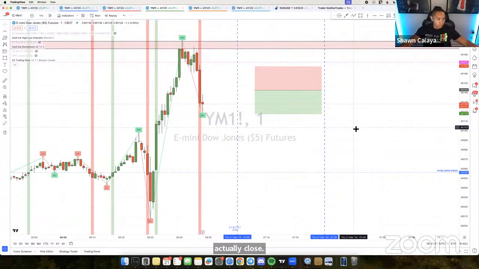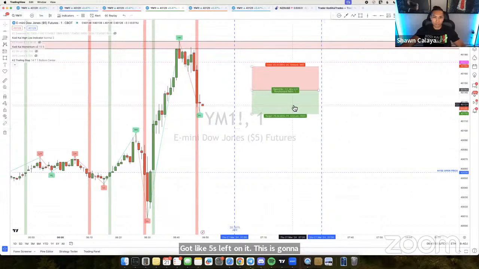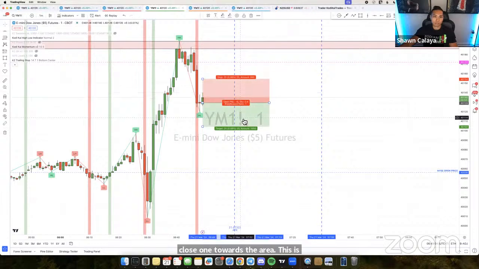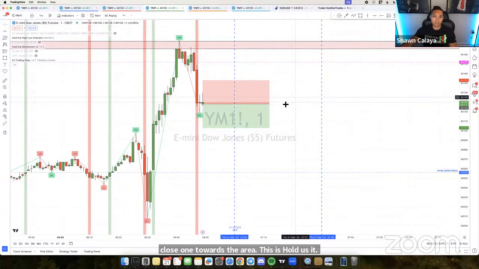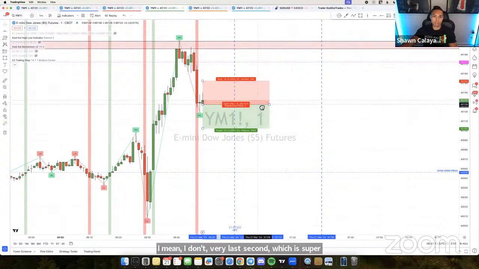All right, we got a couple seconds here, guys. Again, you got to wait for the candle to close. It's got like 5 seconds left on it. This is going to be a really close one towards the very end. This is BB3 right here, guys. So the BB3. I had to wait until the very last second, which is super annoying. I hate having to take entries like that. I don't know if my entry was that great.